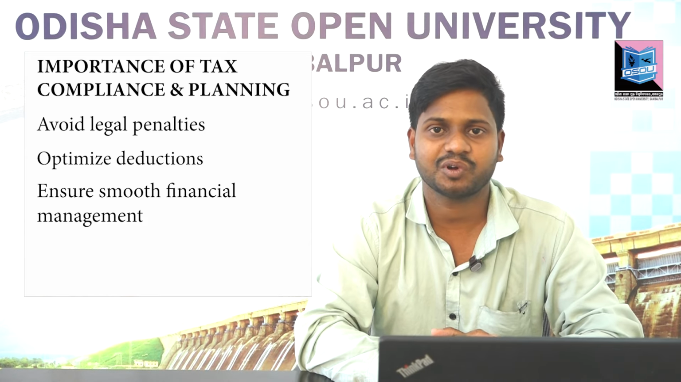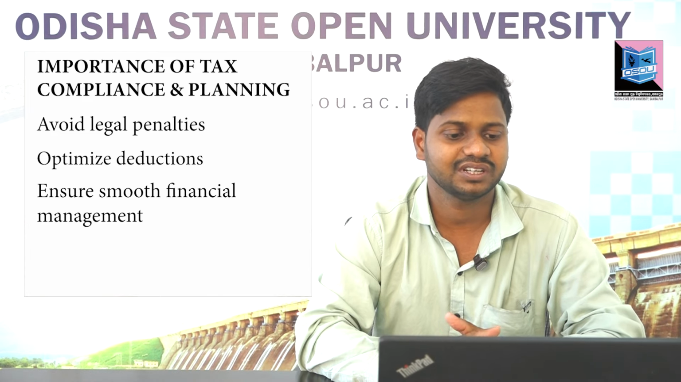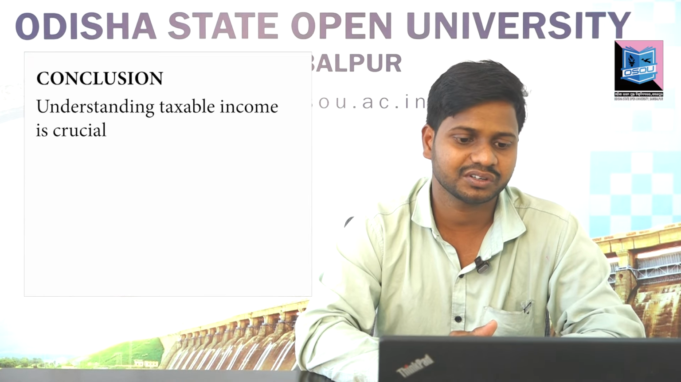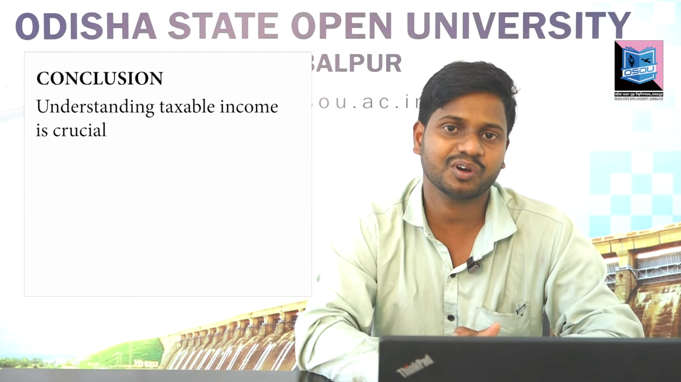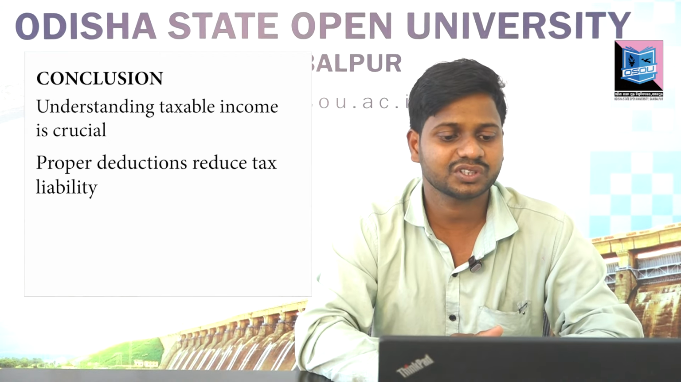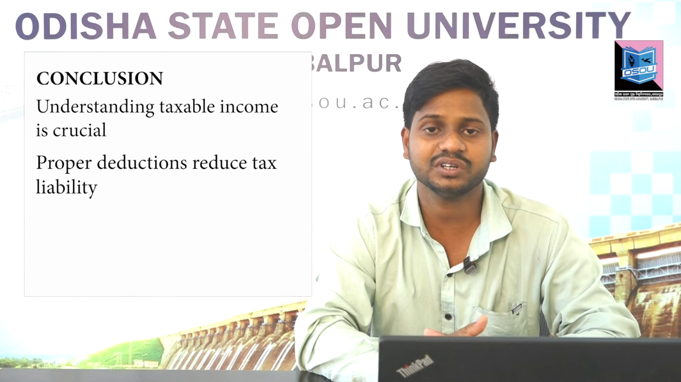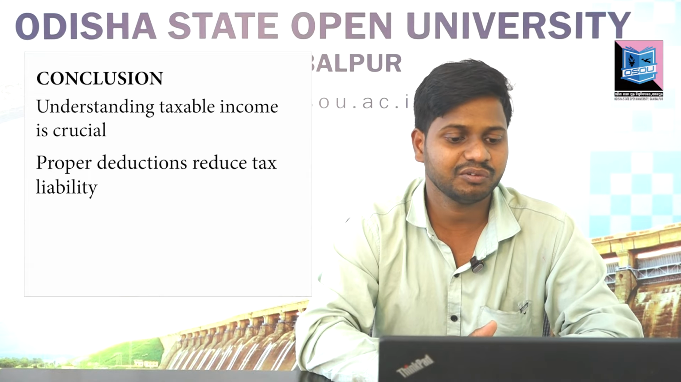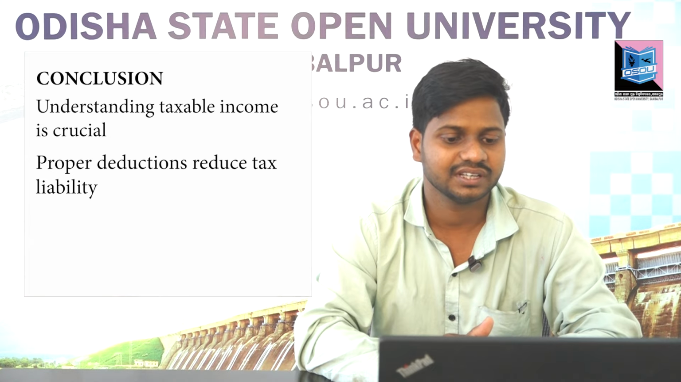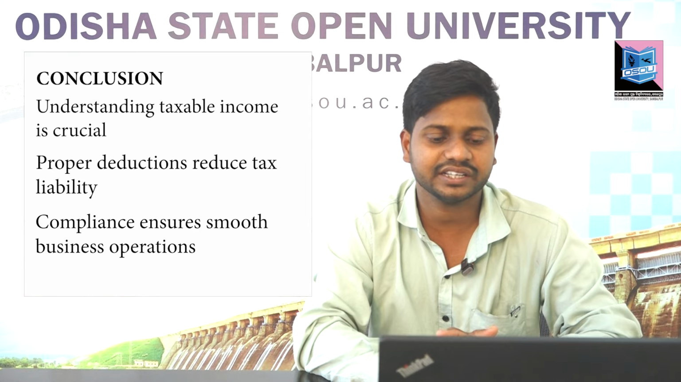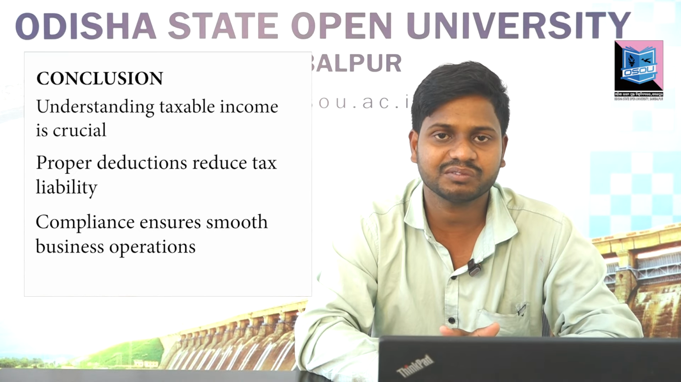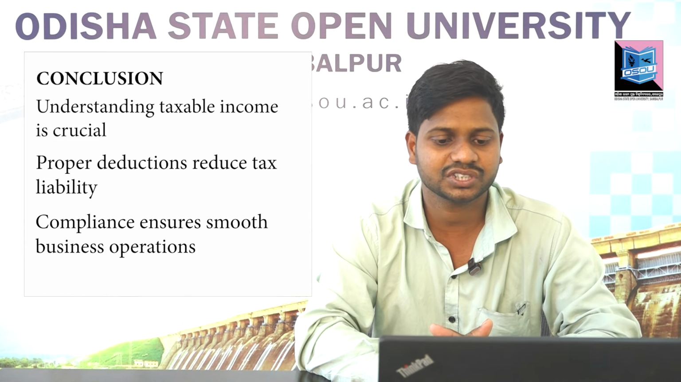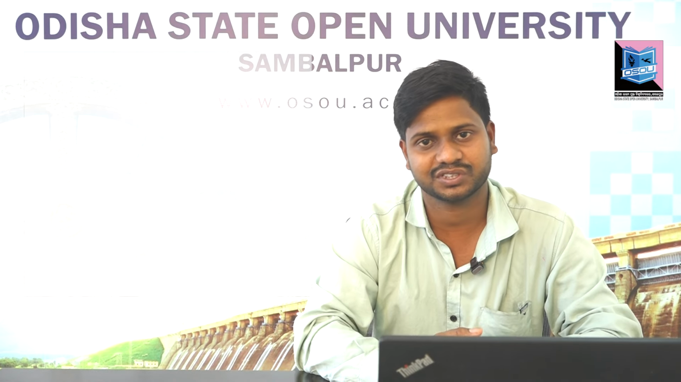Now I am coming to the end point of this session, that is the conclusion. Taxable income is a carefully calculated figure, not merely accounting profit. Only eligible deductions can be claimed under the law. Companies must understand the sources of income and how each is treated. Then accurate computation helps in reducing tax liability and ensuring compliance. Always keep in mind that a well-informed tax strategy is key to sustainable and compliant business operations.